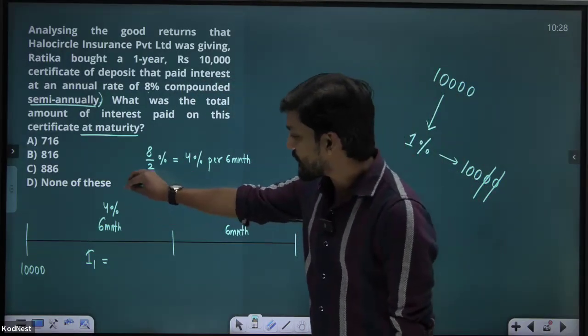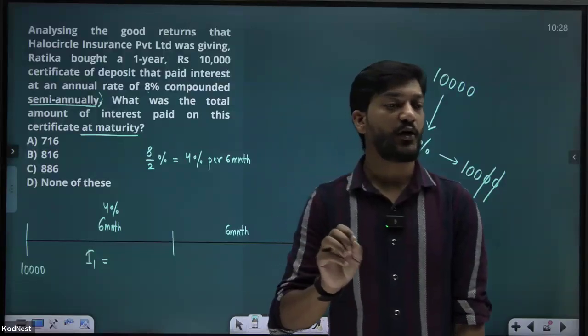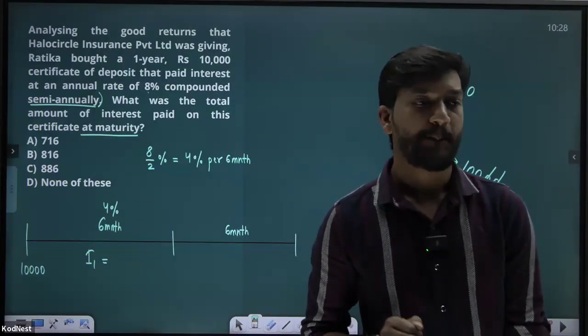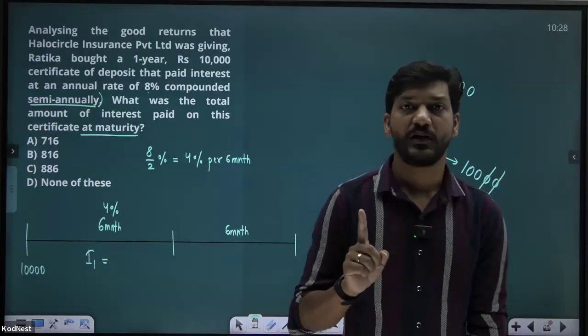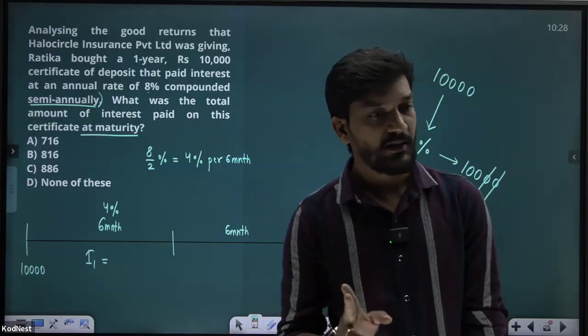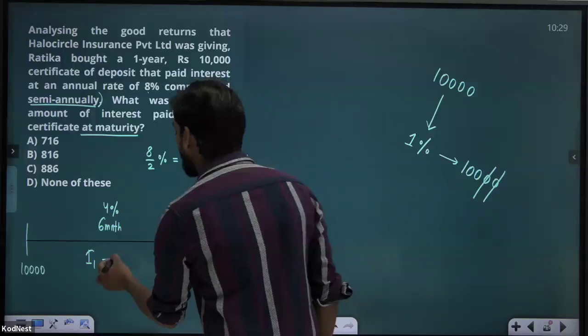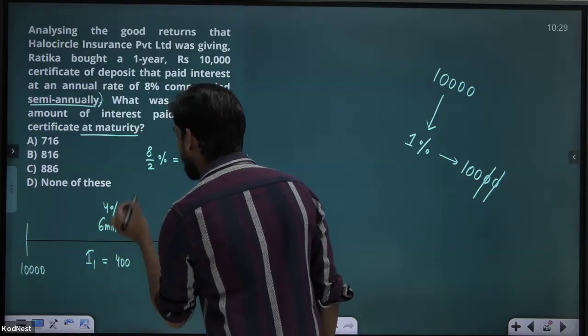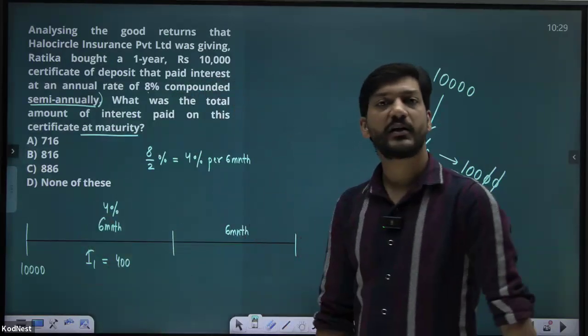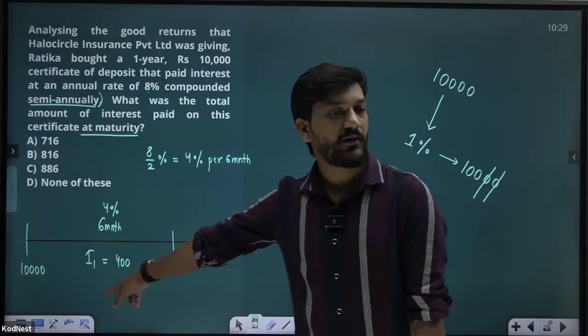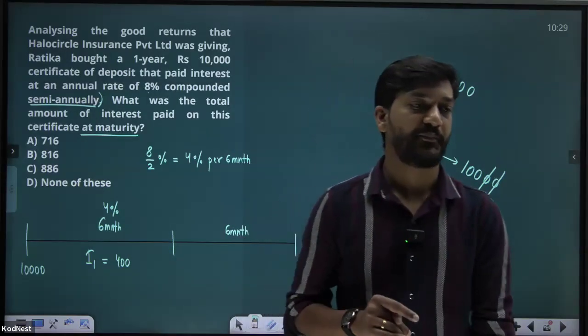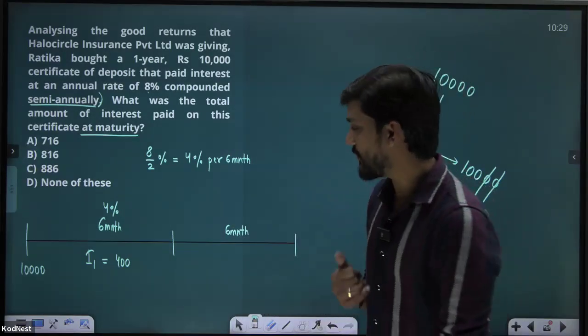4% we'll see later. First see 1%. 1% how much? 1% of 10,000, how much? 100 rupees. So 4% will be 4 times, so 400 rupees. Do we have any previous interest? When you start there, do you have previous interest? No, there is no previous interest.